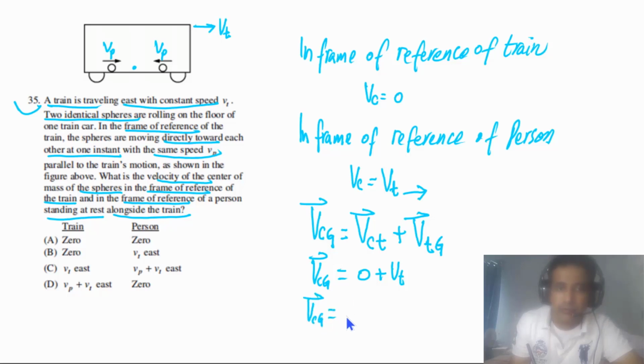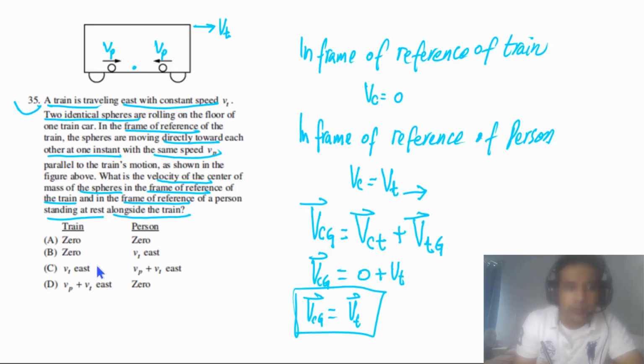So velocity of the person is equal to Vt, and this is to the east. So the answer for this question has to be B, 0 with respect to train and Vt with respect to person. So the answer for this one is B.